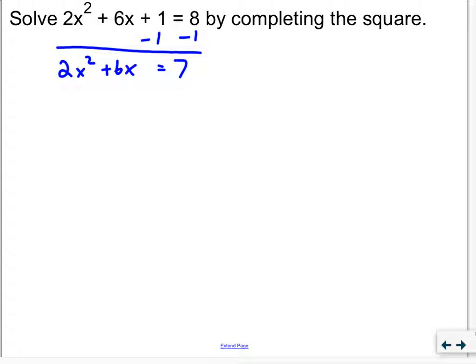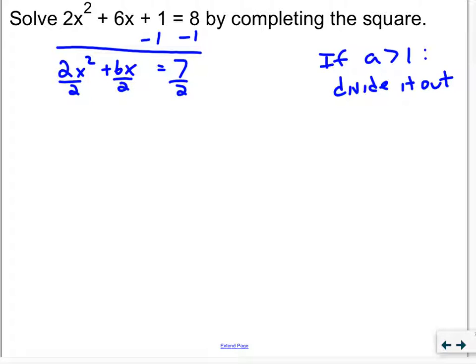Now, we don't have this completing the square deal when the a value is greater than 1. So what are we going to do? Here's what we're going to do. If a is greater than 1, we're going to divide it out. Check it out. I'm going to divide everything by 2. So now what I get is x squared plus 3x.